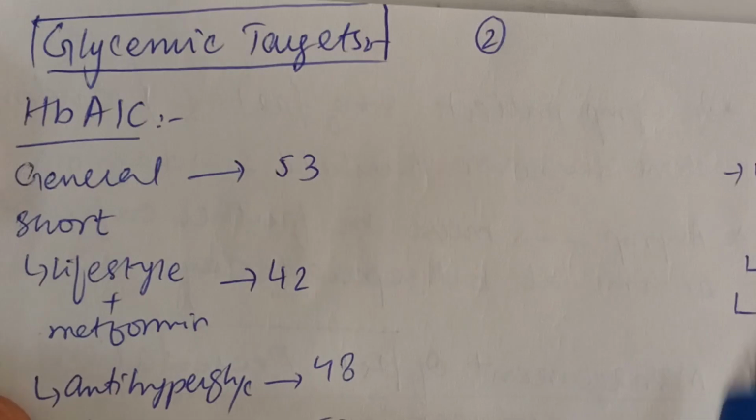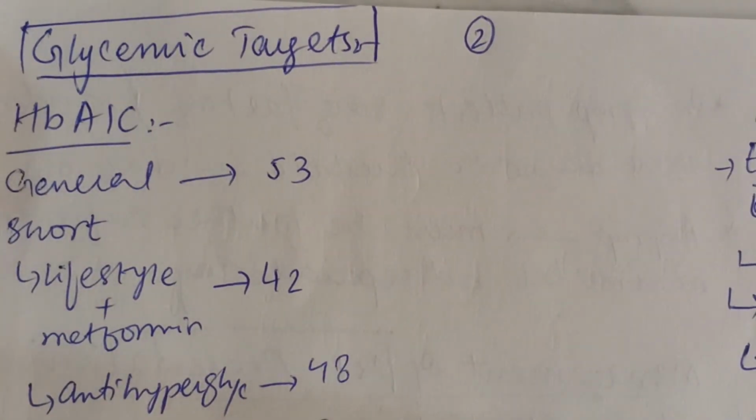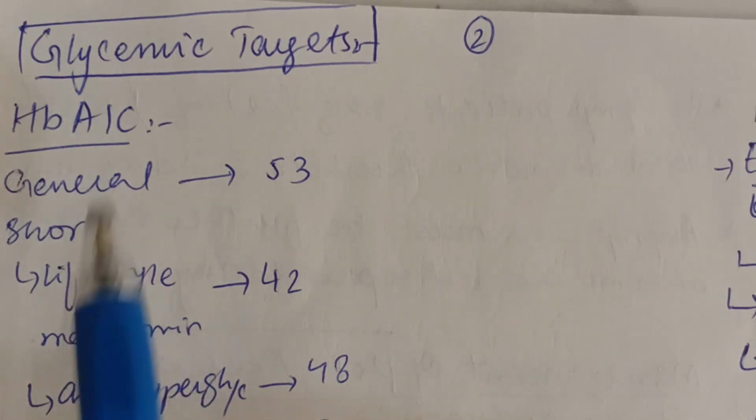While managing diabetes, there are certain glycemic targets. We have to set the target so that when the patient reaches that target, we can check the adequacy of our treatment. Either we have to add another therapy, another drug, or we have to subtract a drug.